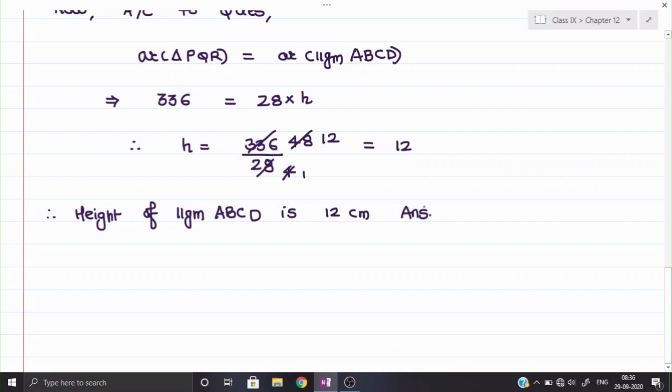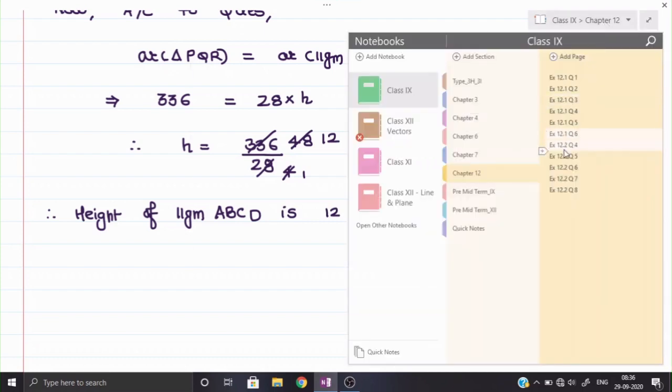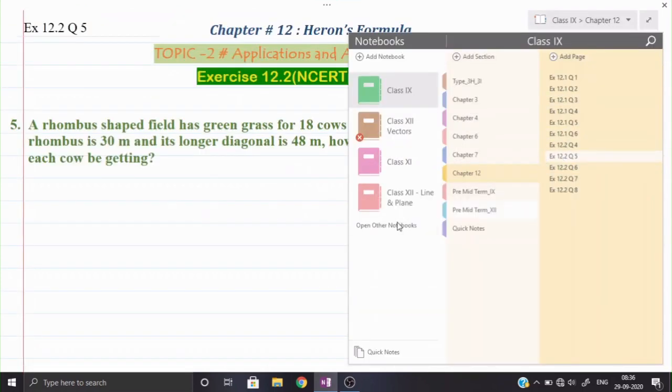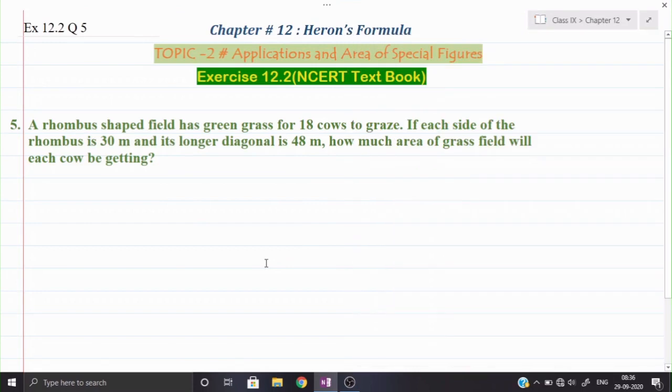Okay, let us see the next question now. Question number 5. In the question number 5, see what we have given here. A rhombus shaped field has green grass for 18 cows to graze. If each side of the rhombus is 30 meter and its longer diagonal is 48 meter, how much area of the grass field will each cow be getting?